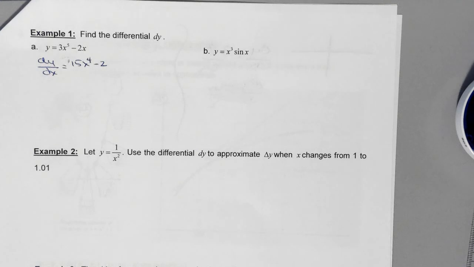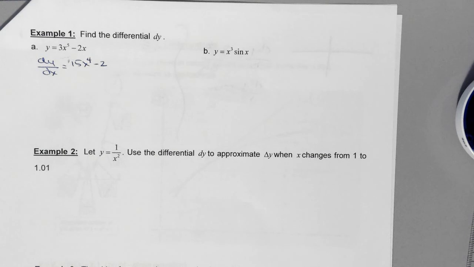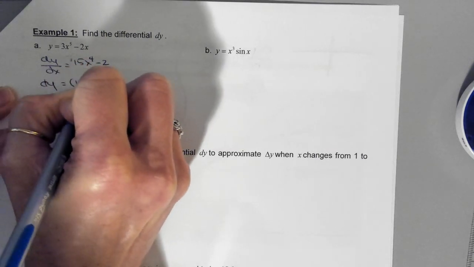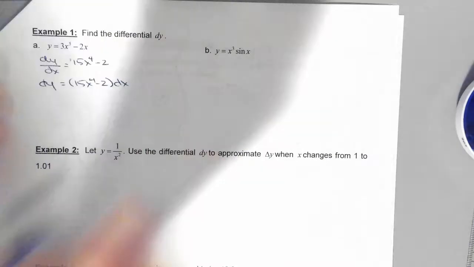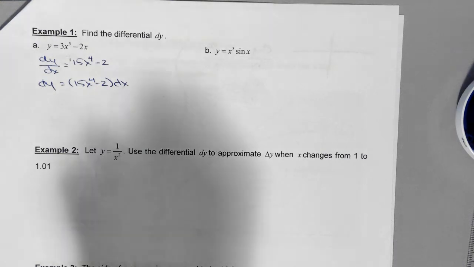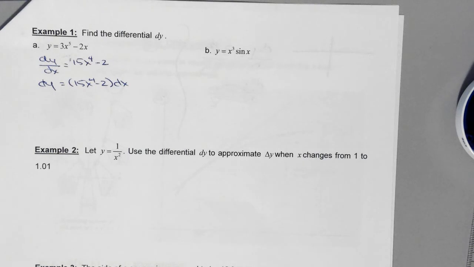But now if I ask you to solve for dy, what are you going to do? Multiply by dx. Okay, fine. dy is equal to the quantity 15x to the fourth minus 2, times dx. So we are now going to separate the notation dy/dx, because dy will represent the approximate change in y, and dx is the approximate change in x. It's already been somewhat applied when we were using it to represent the slope.